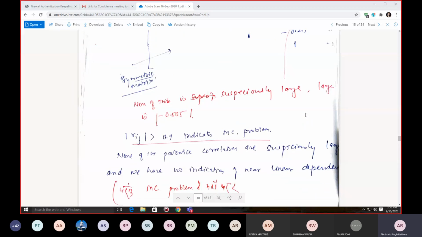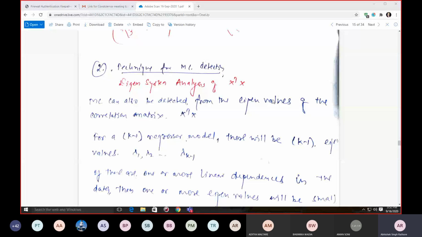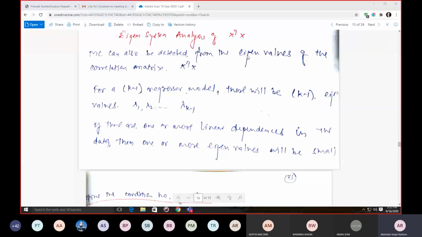So how to detect this? We'll detect it by using our eigenvalue analysis. So check the eigenvalues of this X transpose X again. Our multicollinearity we can calculate by eigenvalues. Let's say we have k minus 1 regressor variables. When we calculate X transpose X, we have lambda 1, lambda 2, up to lambda k minus 1. These are assumed to be the diagonal elements of your correlation matrix.